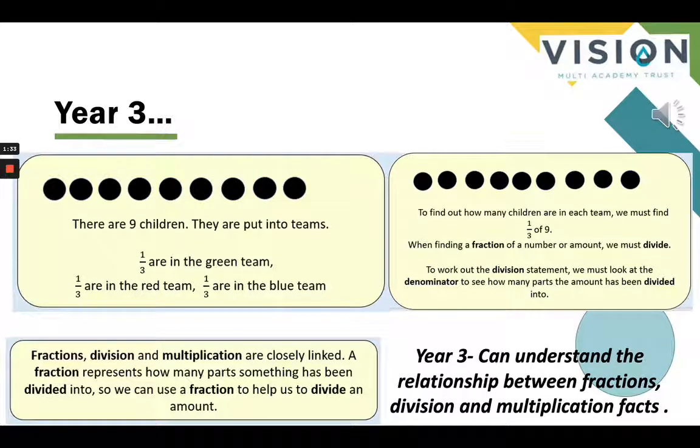Children now should have a good understanding of fractions and what they represent. In year 3, we show the children that fractions, division and multiplication are closely linked. A fraction represents how many parts something has been divided into, so we can use a fraction to help us to divide an amount.